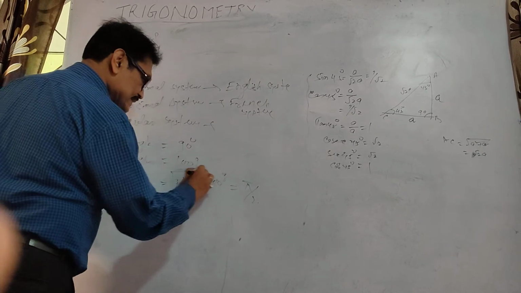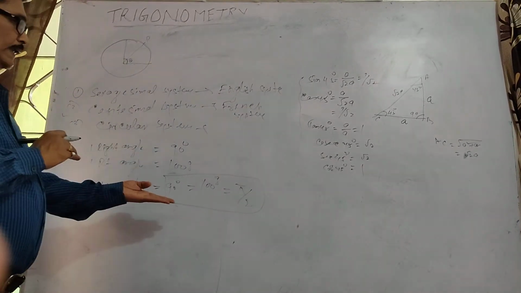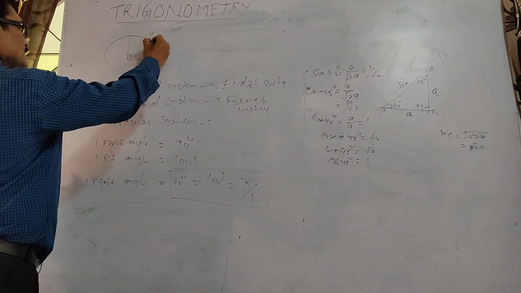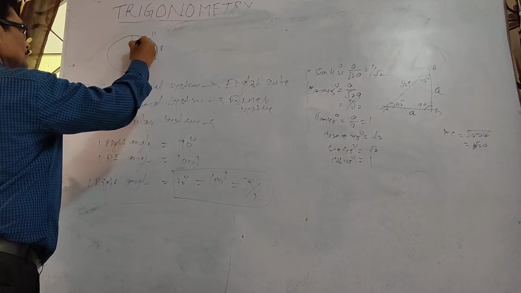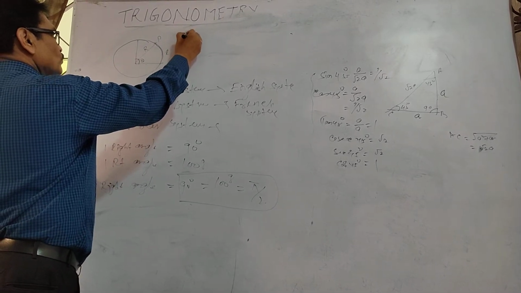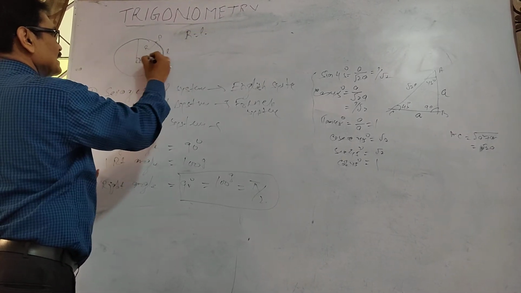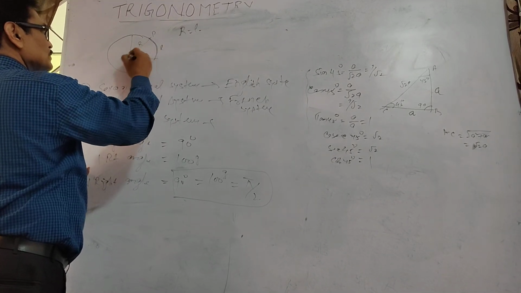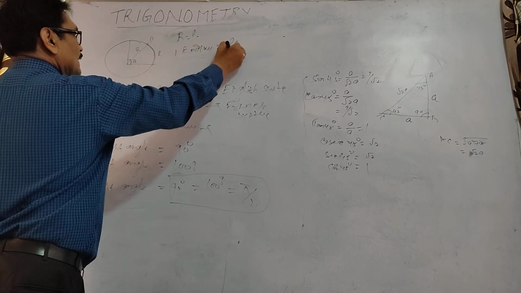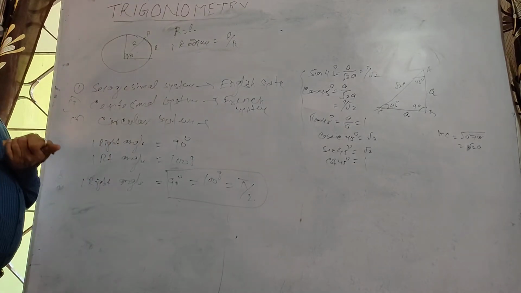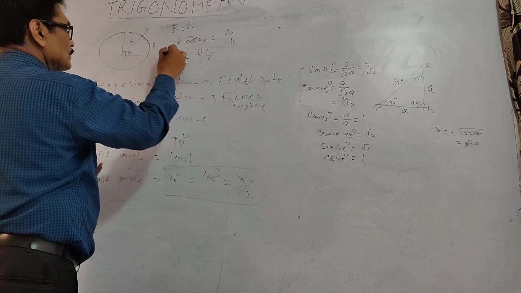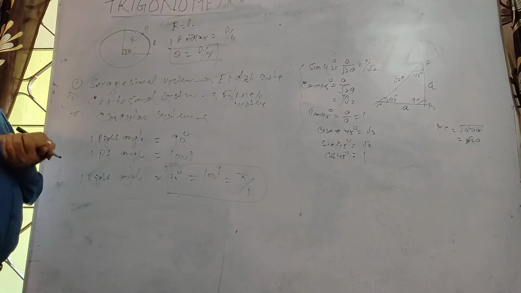We can have a relation with this one in degree, grade and radian. Definition of radian: if this one is L, this one is R. So if R is equal to L, then this theta is equal to 1 radian. 1 radian is equal to L by R, when L and R are equal. You can have this angle theta is equal to L by R.